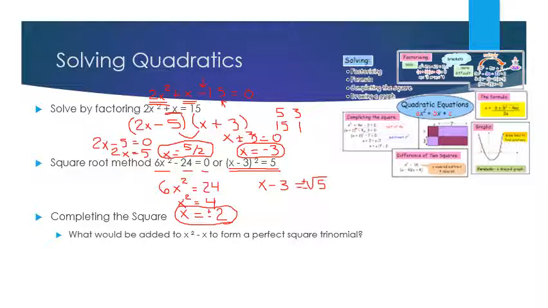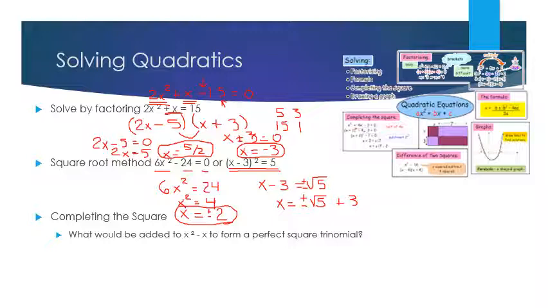To solve for x, I would still have to add 3 to both sides. So x equals plus or minus square root 5 plus 3. Not as pretty of a solution, but still two very good solutions that would work for this equation.